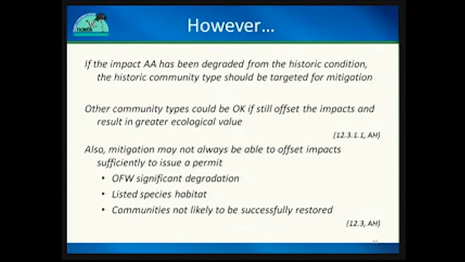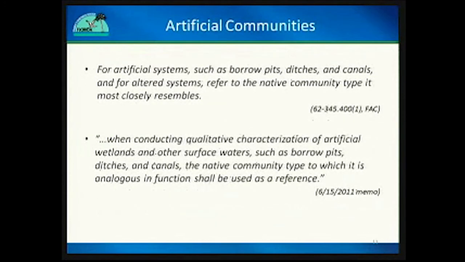Oh, can you hear me? Other community types are okay if it offsets the impacts and results in greater ecological value. So take a look at that. And this is also a little reminder at the bottom there: not always can you offset the impacts. So it's in the Applicant's Handbook 12.3. Take a look at it, just a little reminder that it's there.